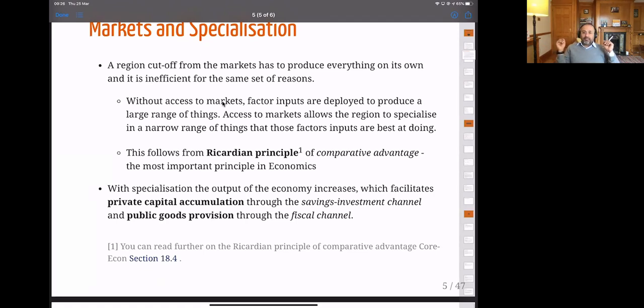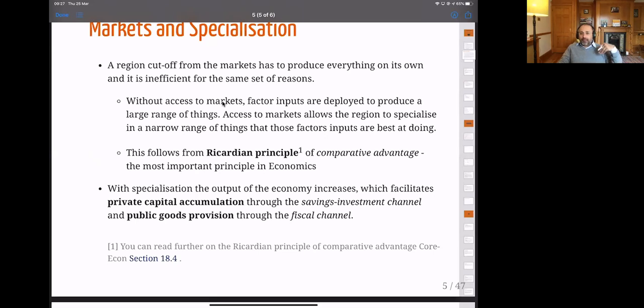Adam Smith comes and says, look, if you put a bunch of people in the market, they will keep trading till they've exhausted all their opportunities, which means they would have reached a Pareto efficient outcome. So set up a market. If it functions properly, you will always exhaust all the economic opportunities of society and get to a Pareto efficient outcome. Okay, so with specialization, the output of the economy increases, which facilitates private accumulation of capital through the investment channel and public goods provision through the fiscal channel.